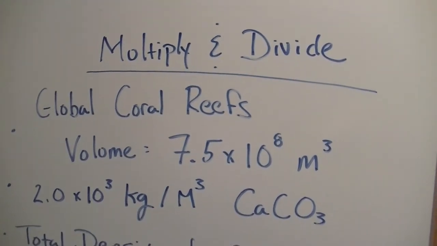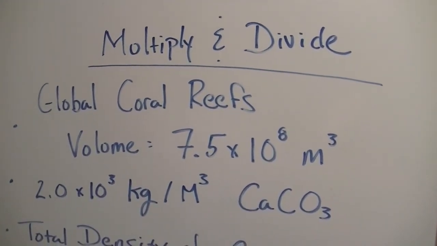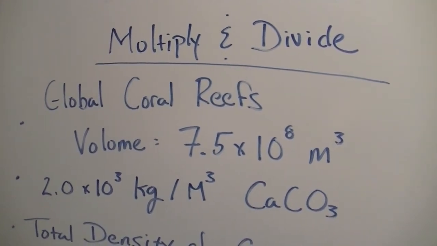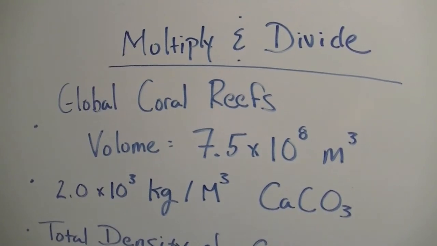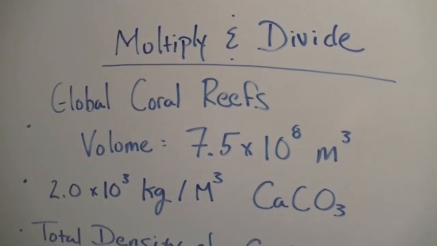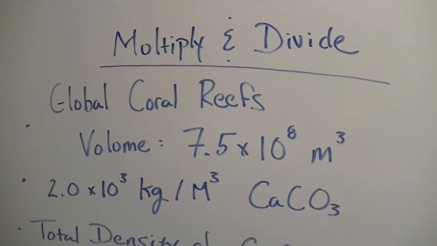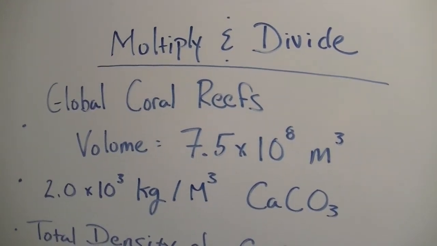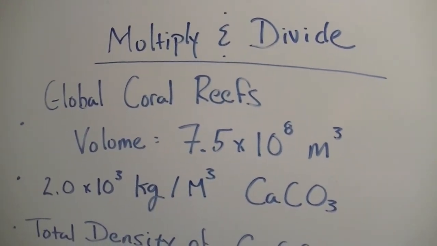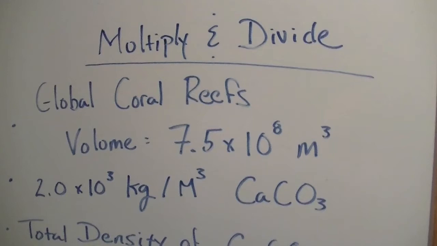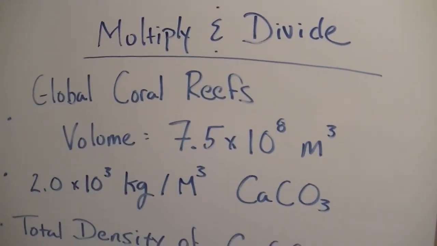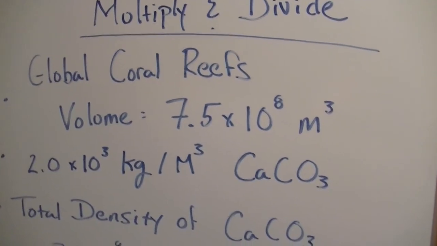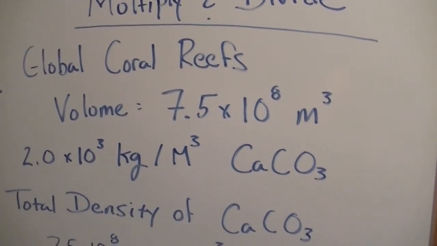Now, each cubic meter has 2.0 times 10 to the third kilograms of calcium carbonate. What calcium carbonate is, that's basically the coral reef skeleton. You ever go to the beaches in Florida or the beach shops and they have those paperweights that are made of coral? They're that bleached, white, stony looking thing. That's calcium carbonate. So the FRQ people are saying, hey, what's the total density of calcium carbonate?